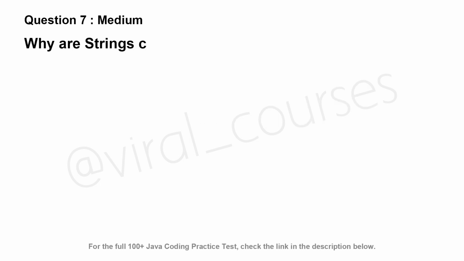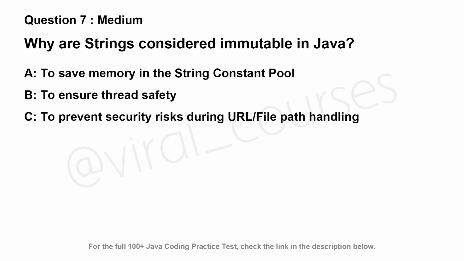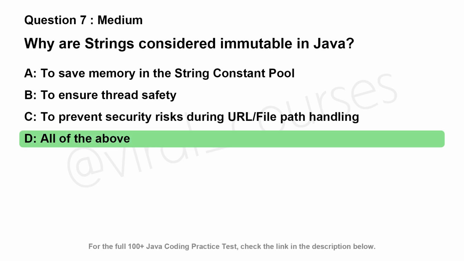Why are strings considered immutable in Java? Option A. To save memory in the string constant pool. Option B. To ensure thread safety. Option C. To prevent security risks during URL file path handling. Option D. All of the above. The correct answer is D.